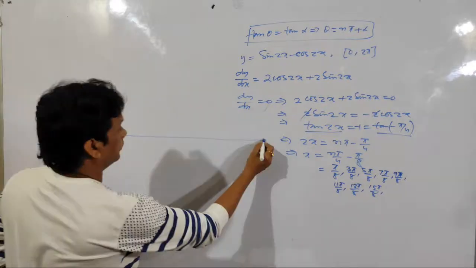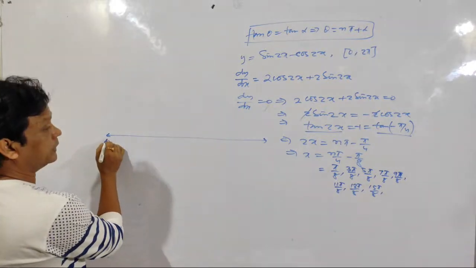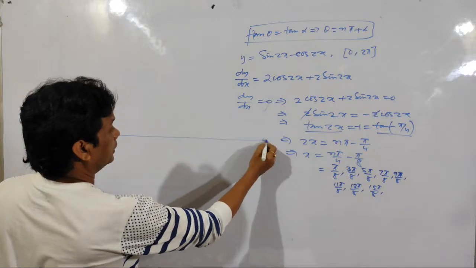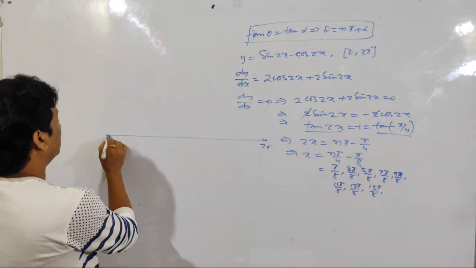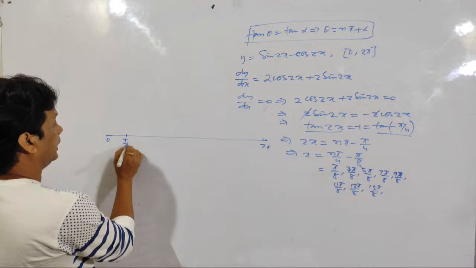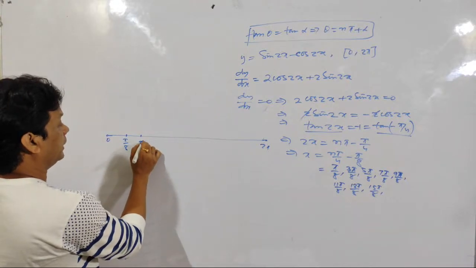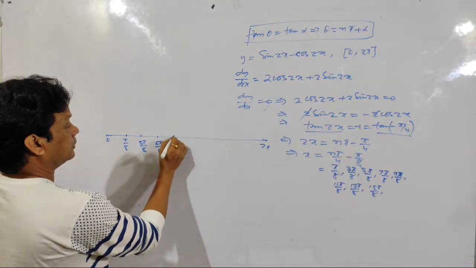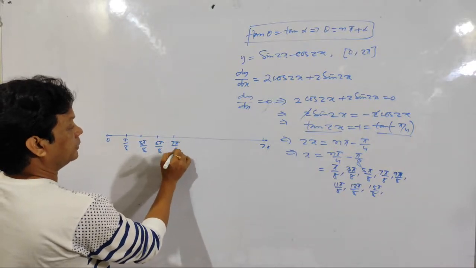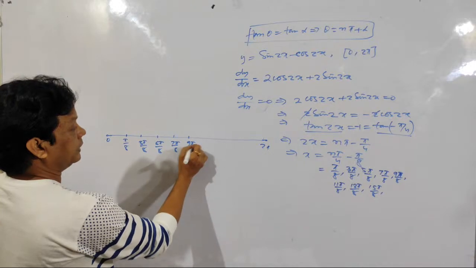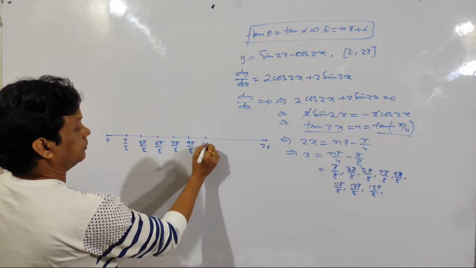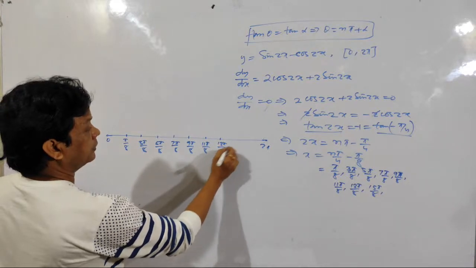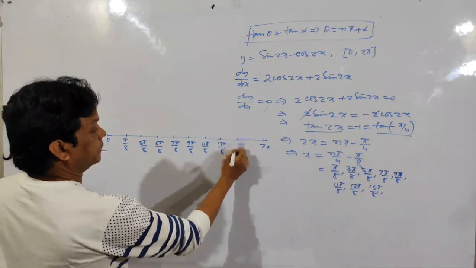So please draw the number line. That means it is 0, this is 2 pi. Clear? And put the numbers, pi by 8, 3 pi by 8, 5 pi by 8, 7 pi by 8, 9 pi by 8, 11 pi by 8, 13 pi by 8, and 15 pi by 8.